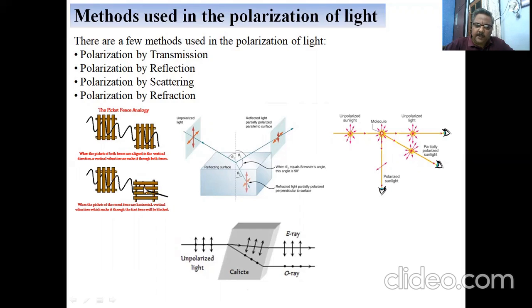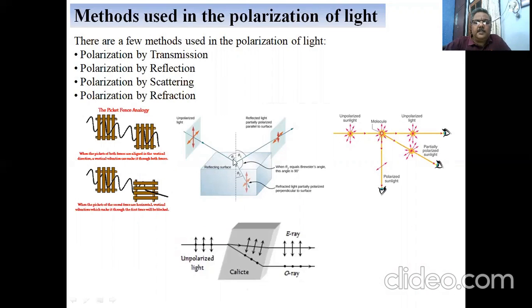So, similar will be the case with polarized light. This light is unpolarized, it is passing as such. Here we are restricting the oscillations. So the light we get will be polarized light. So in polarization, we have to restrict one of the oscillations.